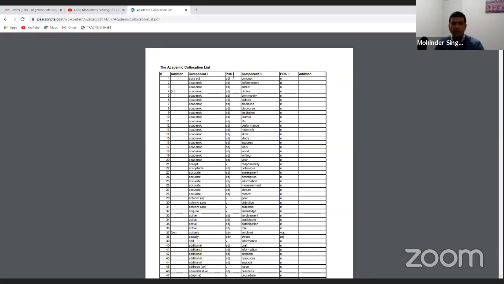So academic achievement. See that component one. That means what part of speech it is: adjective. They have the parts of speech. They have written POS one, meaning parts of speech one, and then parts of speech two.